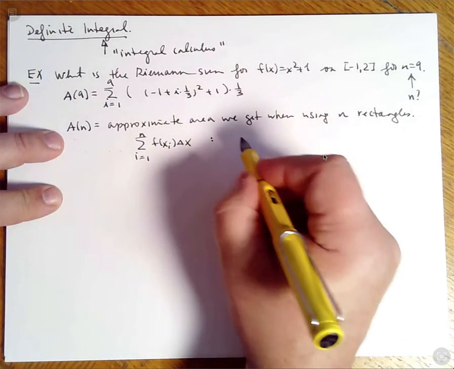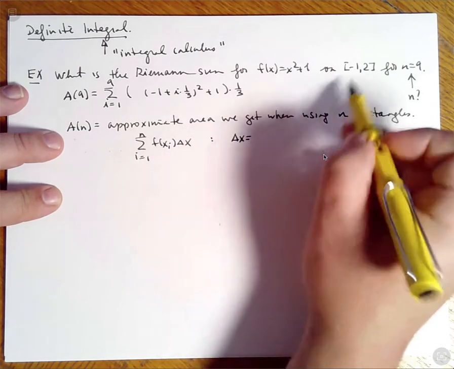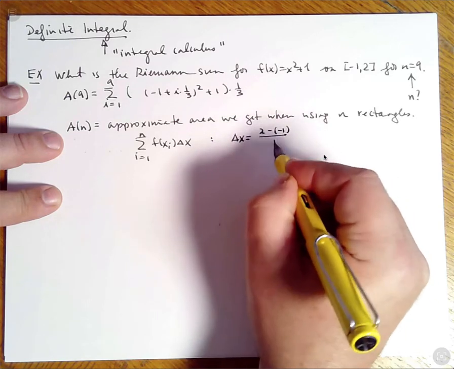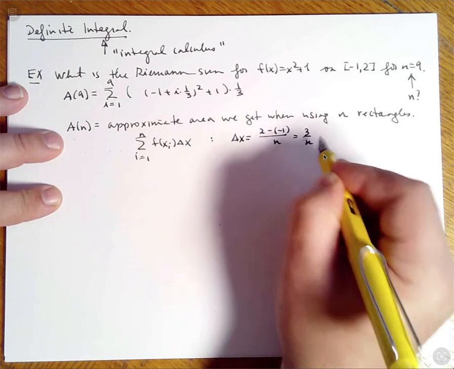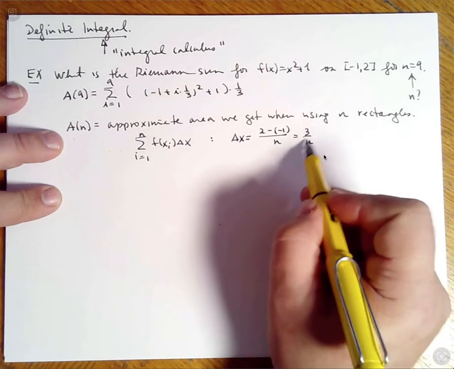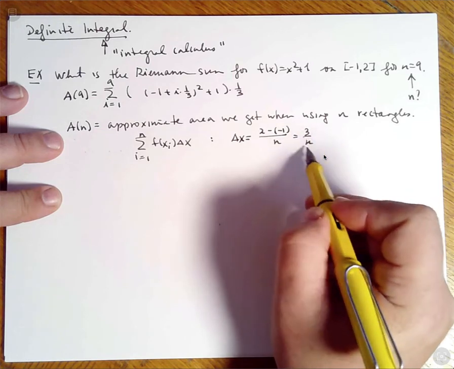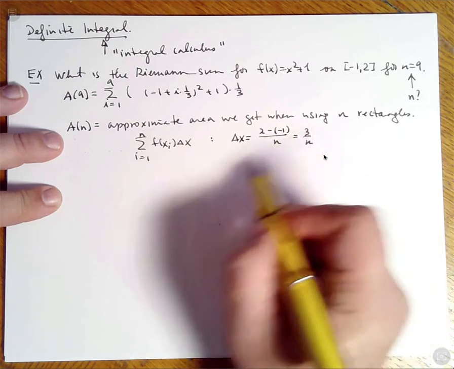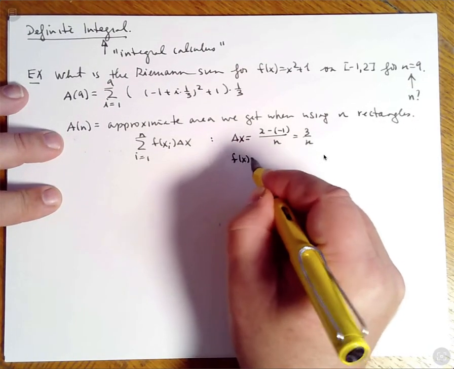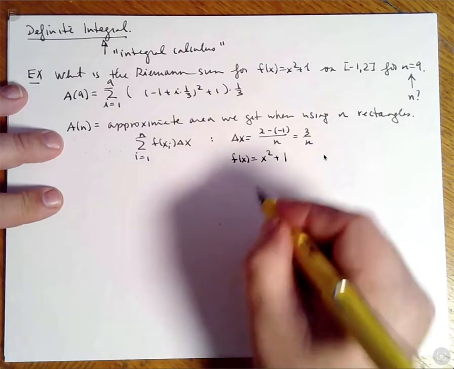What can I say? Well, I can say delta x is the length of my interval divided by n. So delta x is 3 over n. So as n gets bigger, that is, I get more and more rectangles, the width of the rectangles gets smaller. So this kind of checks out. My function is x squared plus 1. And how about these partition points?